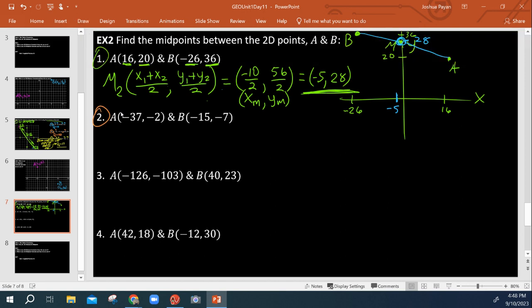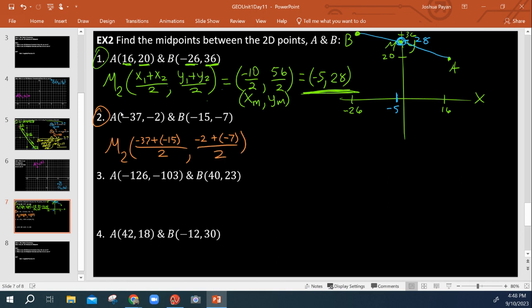So now let's do example 2 here. Okay, so I'm looking for the midpoint again between points A and B, right? And that's what I'm going to do on all 4 of these. That's simply going to come down to negative 37 plus negative 15, all divided by 2, comma, now my y midpoint, negative 2 plus negative 7, all of that divided by 2.